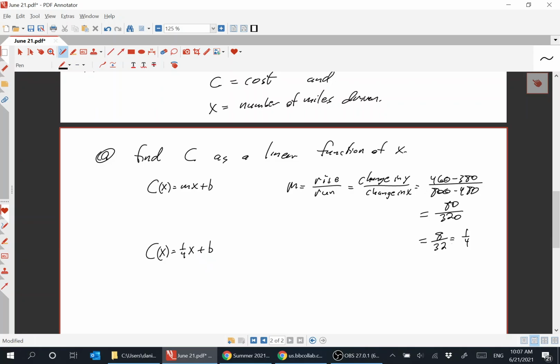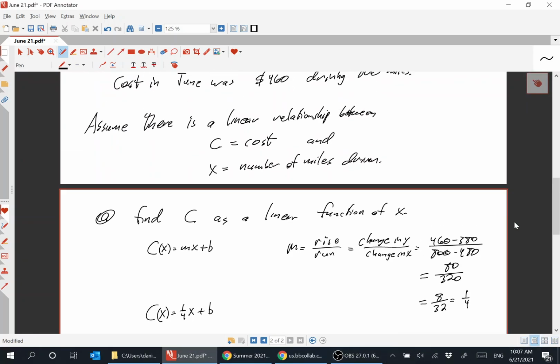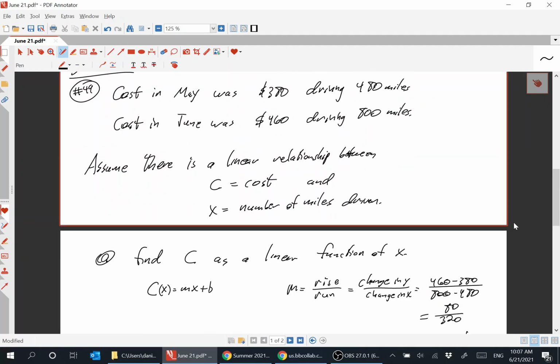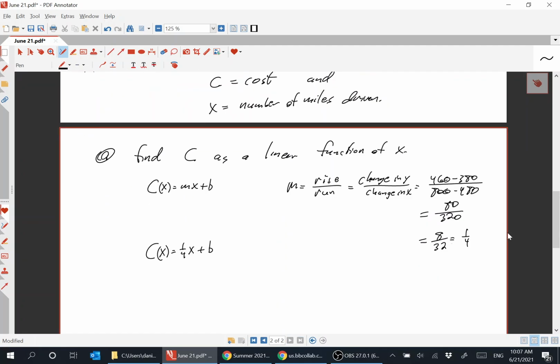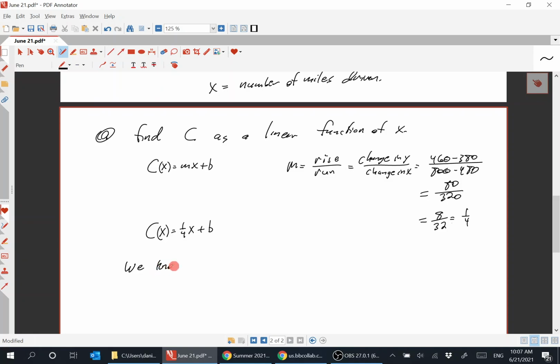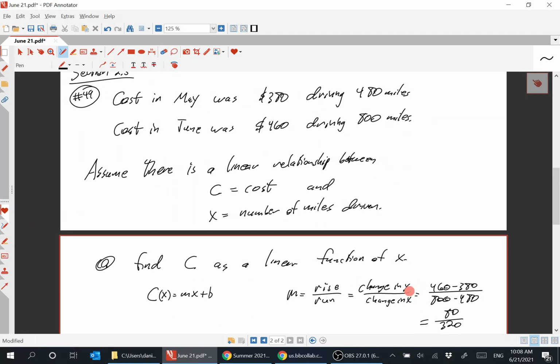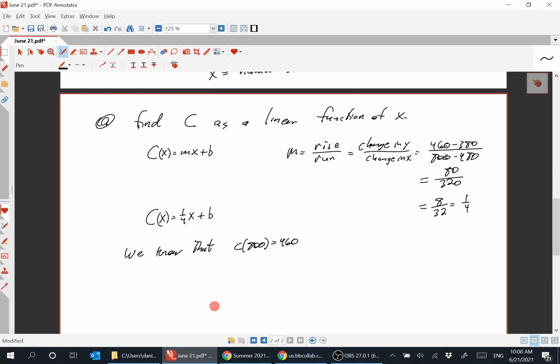Now, how would we find the b? What might we do to find the b? Right. Well, again, we know that the cost for driving 800 miles is $460. So putting this information in here, $460, which is the total cost for driving 800 miles, gives us this equation.